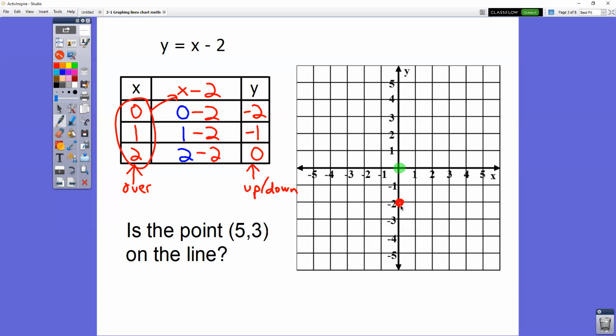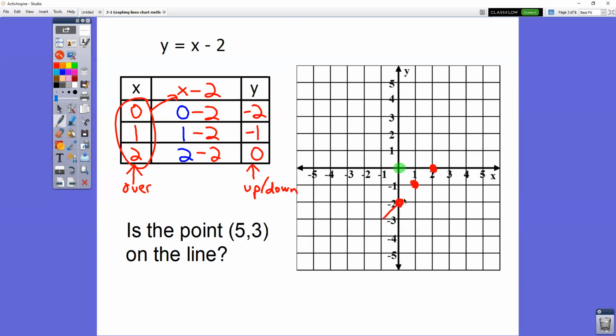(1, -1). Starting in the middle, over to 1, down to -1. And (2, 0). Starting in the middle, over to 2, up to 0. Now, your 3 dots, take a look at those. Those should always form a straight line.